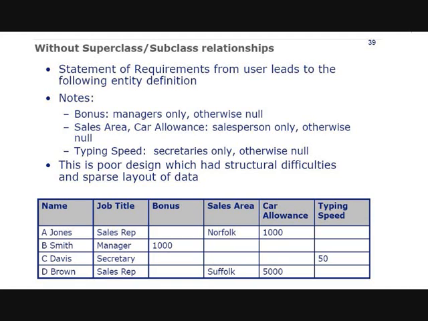So if you represent that in the database as it is, we have a member of the staff, and I have the name, the job title, the bonus. I'm going to have a lot of blank data, sparse data, because only the managers have bonus. Then I have the sales area, again a lot of sparse data, because only some people are going to have the sales area. Same for a car allowance, and same for typing speed. So it's not particularly good design, because I'm ended up with a lot of null values in my data, sparse data. So these concepts of generalization and specialization are going to help me to improve on situations like that.